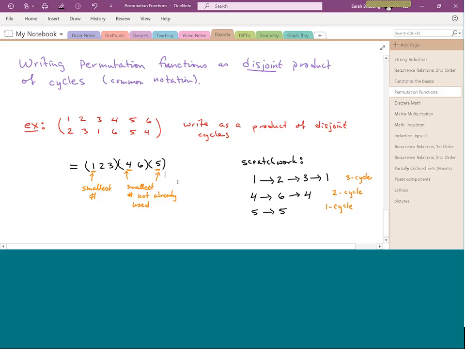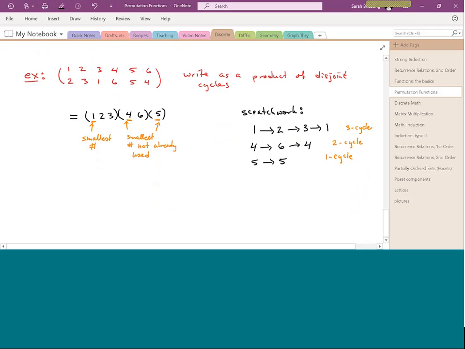Now, in terms of writing this notation, 1 cycles have a tendency to not be written. Totally fine to always write them, but it's also totally fine to just leave them off. It's just like if you write 1 times x, people normally just write that as x. Same deal with your 1 cycles. They don't actually have to be written. Okay. Now, let us look at a couple of examples and then start looking at how we would deal with these guys with operations.